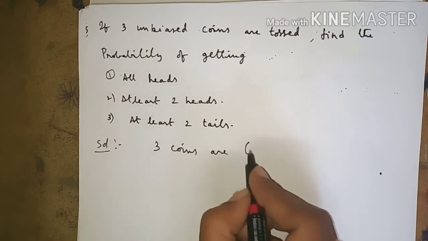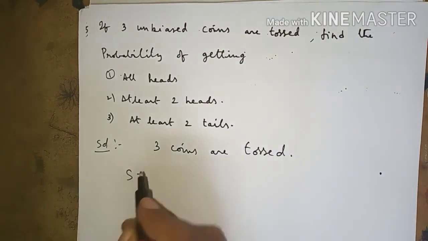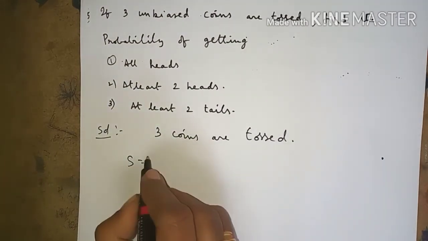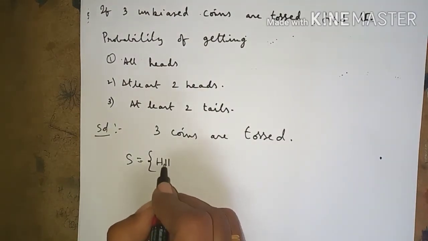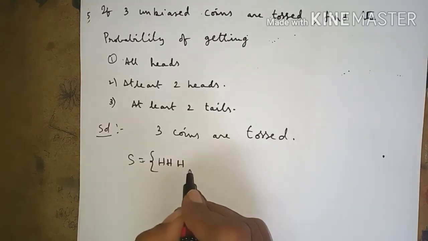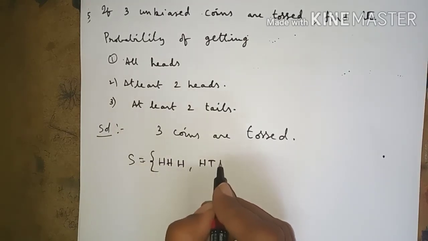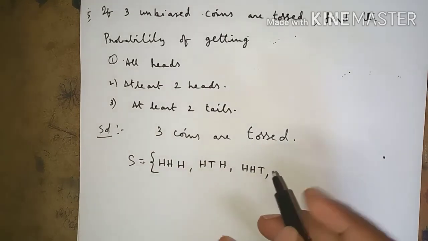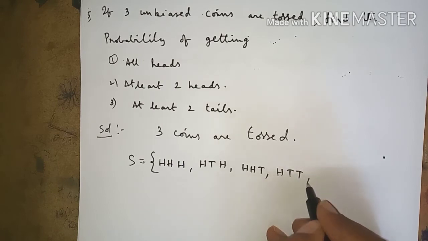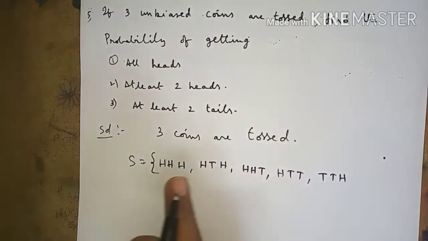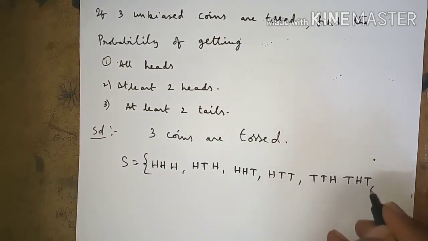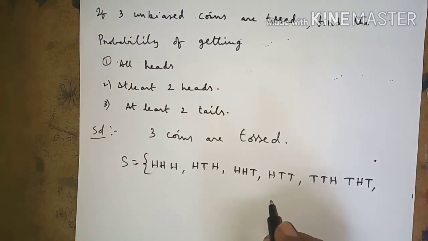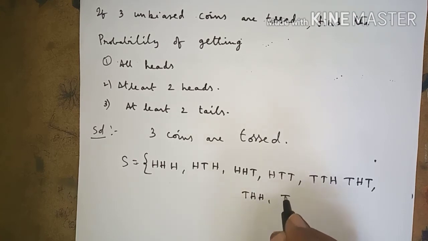Three unbiased coins are tossed. Therefore, the sample space S, whenever you toss three coins simultaneously, is: H, H, H; H, T, H; H, H, T; H, T, T; T, T, H; T, H, T; T, H, H; and T, T, T.